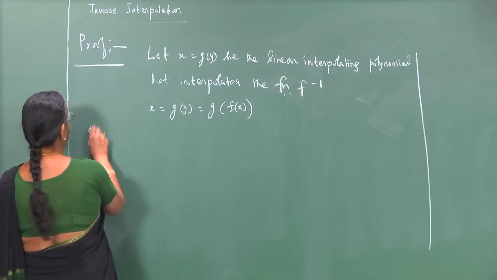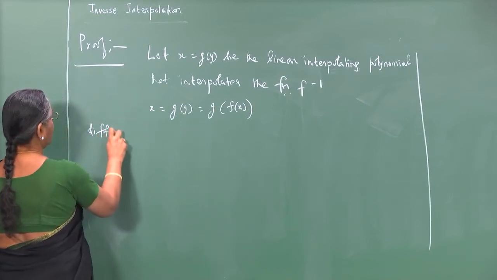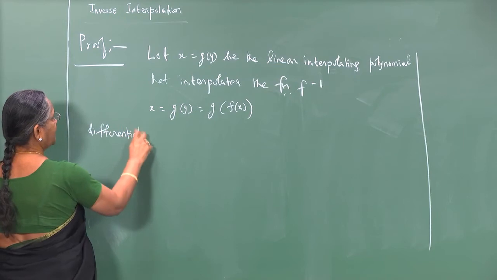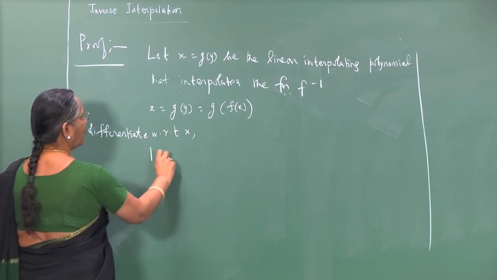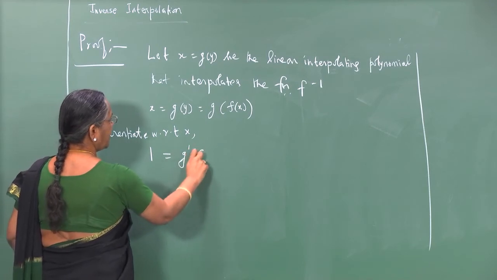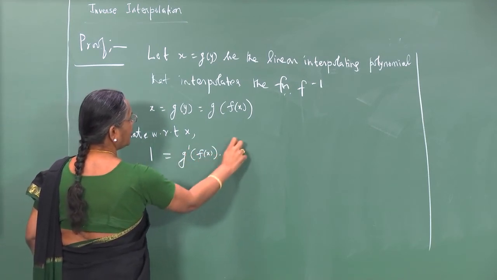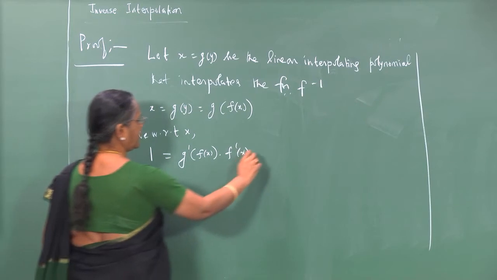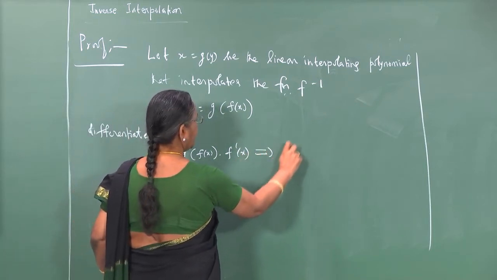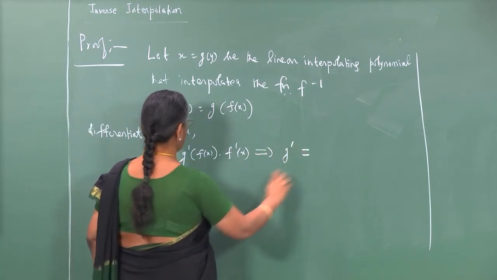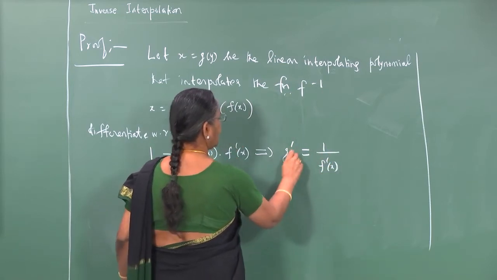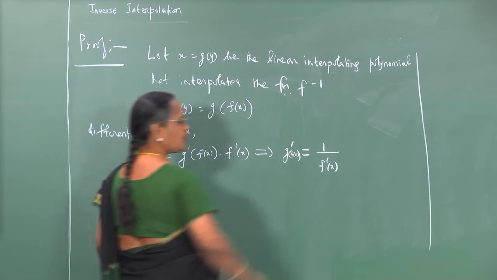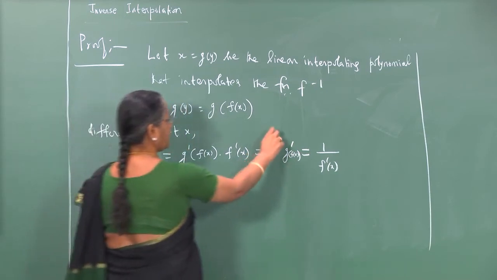So, let us differentiate with respect to x. Then I have 1 is g prime of f of x into f prime of x. This gives me g prime to be equal to 1 by f prime of x. So, g prime of f of x is 1 by f prime of x.